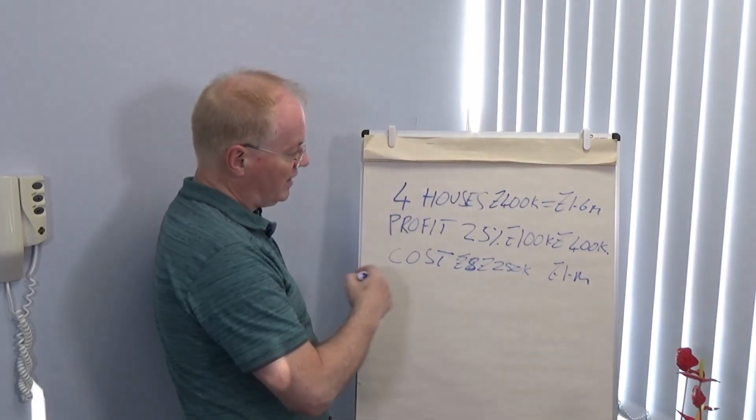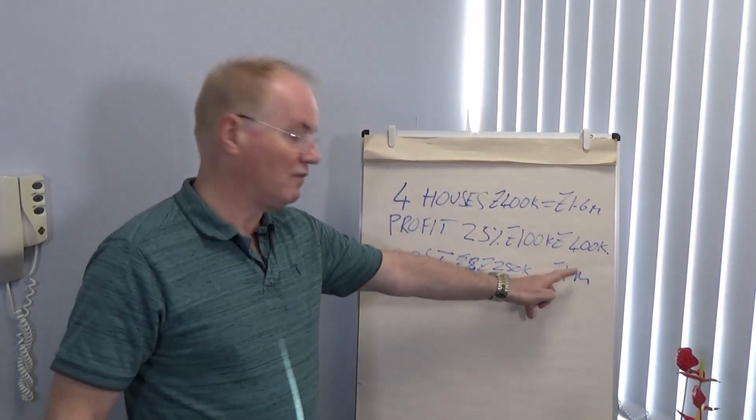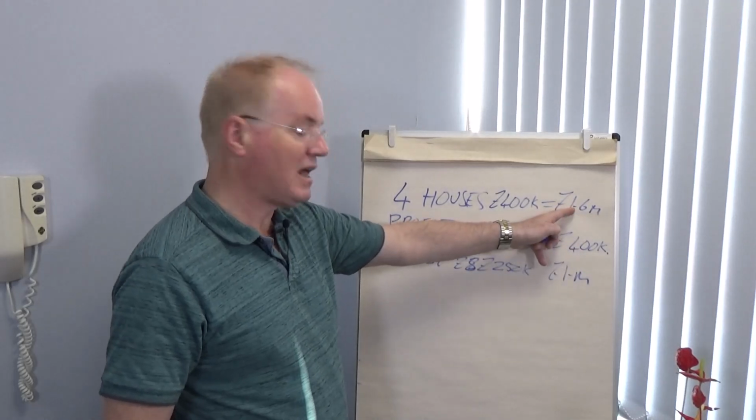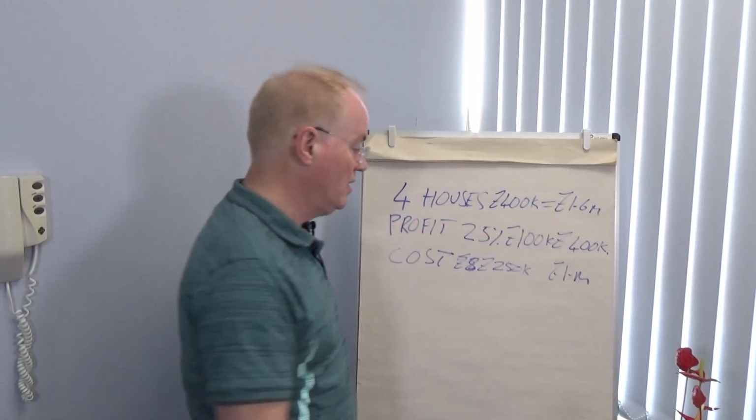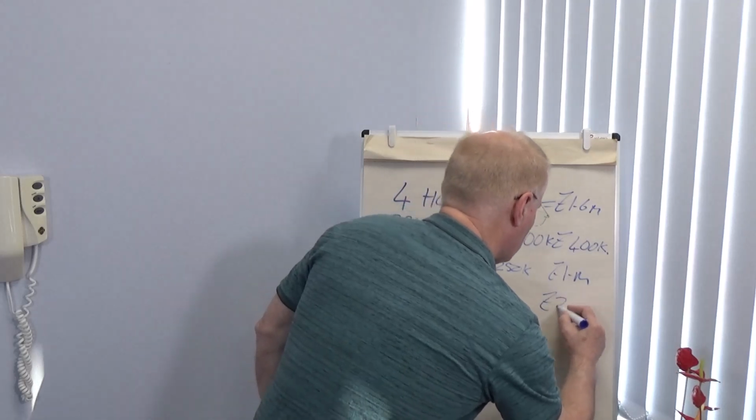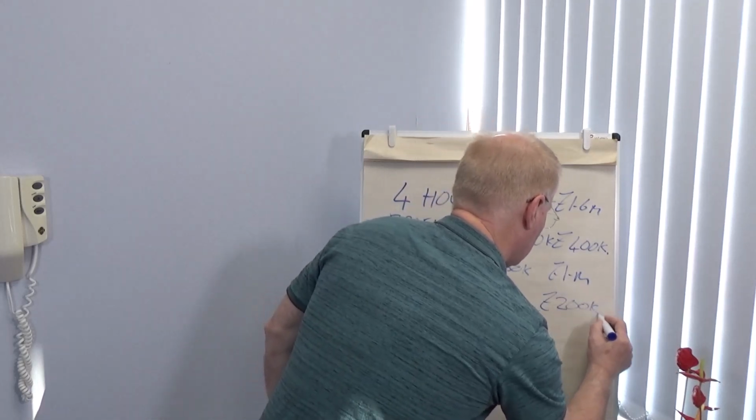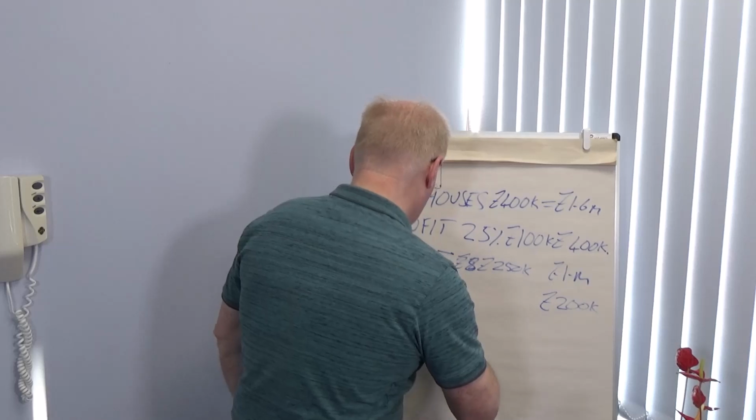So now we find that when we take our 1 million or 400,000 and deduct that from our 1.6 million, we're left with 200,000. And that is our land value.